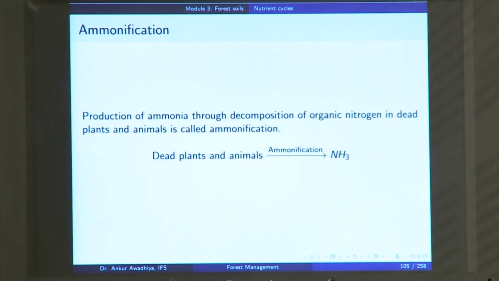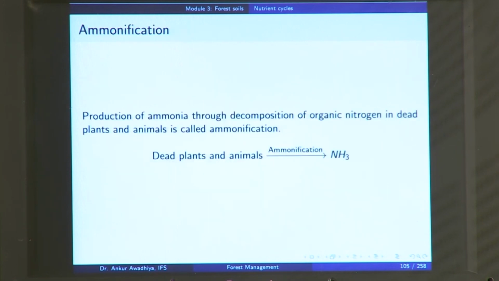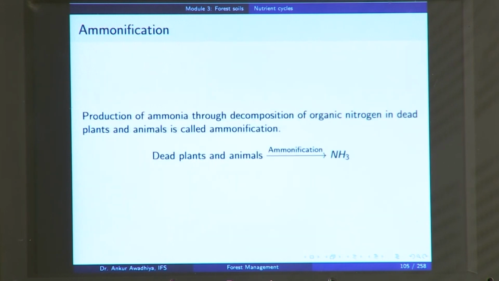Next, we have ammonification. Now, ammonification is the process of production of ammonia through decomposition of organic nitrogen in dead plants and animals. Now, this is the opposite of nitrogen fixation. In the case of nitrogen fixation, you are producing ammonia, but ammonia for fixation in the biological tissues. In the case of ammonification, you are breaking up biological materials to generate ammonia.